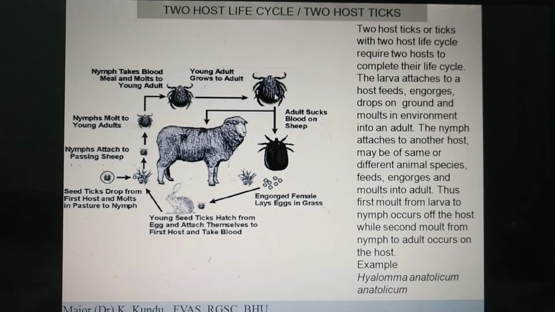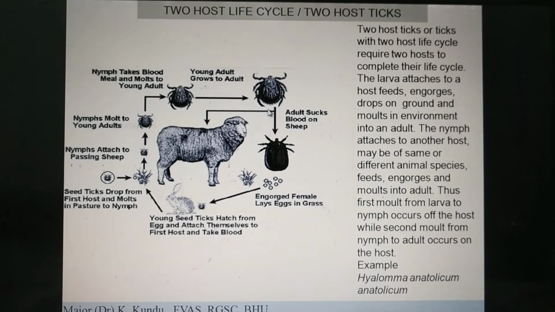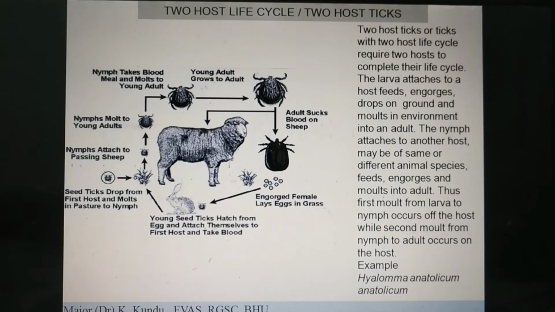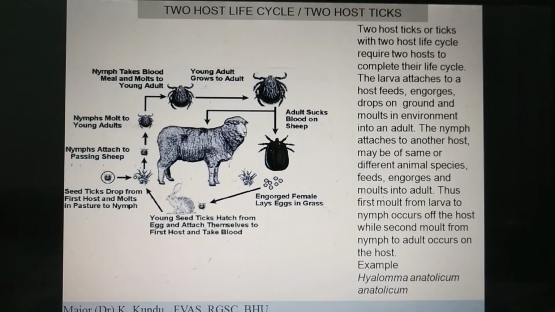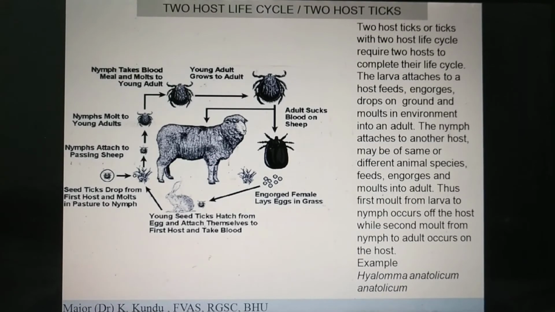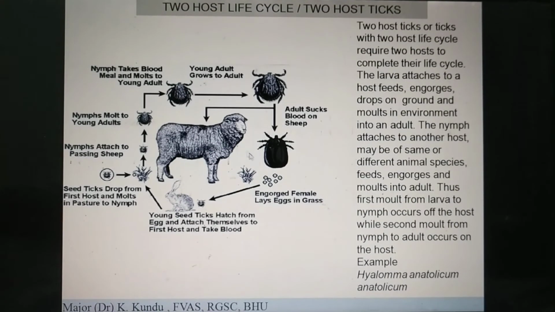Now this adult has to find a second host. That host can be the same host species, or it can be another species, but it has to be a different animal. So this is a two host tick. If you see, the two host tick requires two hosts or two animals to complete their life cycle. Now these two animals can be from the same species or from different species.